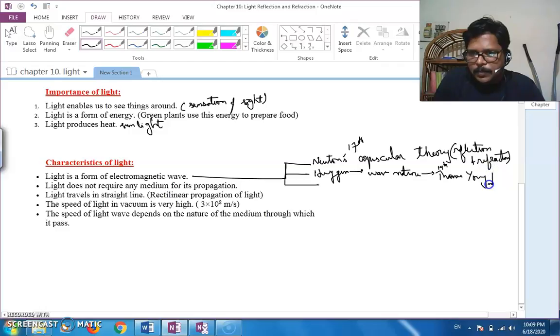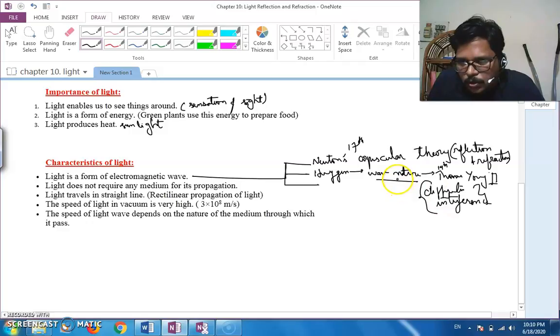Then his theory was proved in the 19th century by Thomas Young using the double slit experiment. The properties of light which show the wave nature of light, the examples being diffraction and interference, are observable when light is propagating in a medium. This diffraction and interference nature is shown only by waves. So they are a strong point, proving that light is of wave nature.